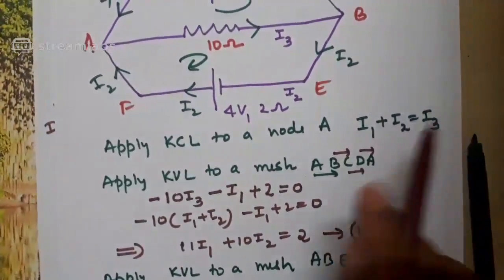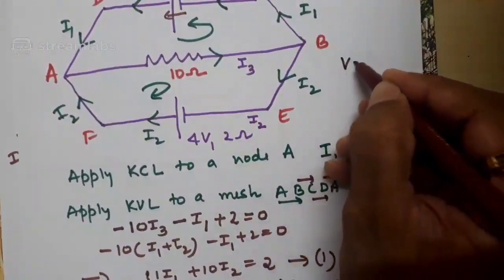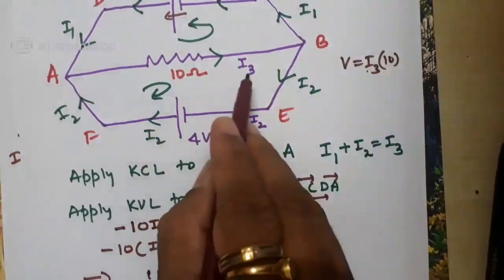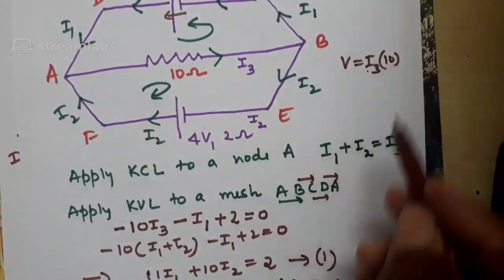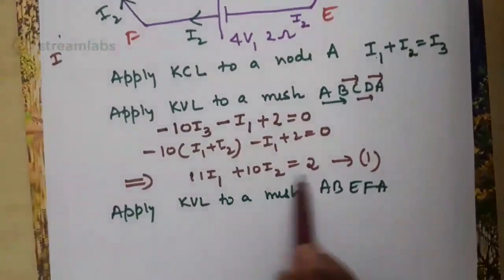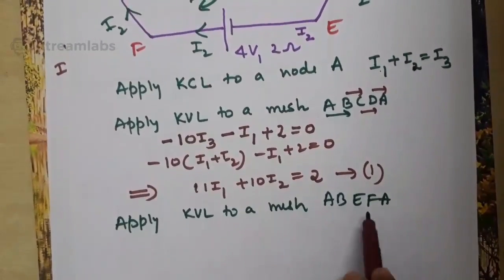To find out I3, why do I need to find out I3? Because we will be given I3 into 10 ohm, right? I into R. What is the current through 10 ohm? I3. Resistance 10 ohm, but I don't know I3. To find out I3, I should know I1 and I2. One equation, two unknowns, you can't solve. That's why I have selected one more mesh.